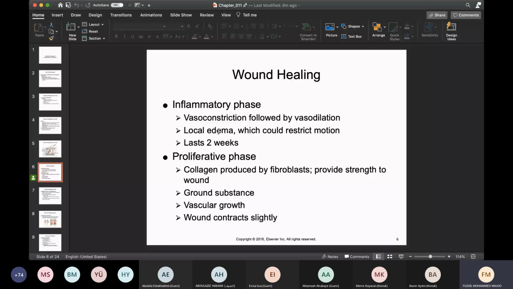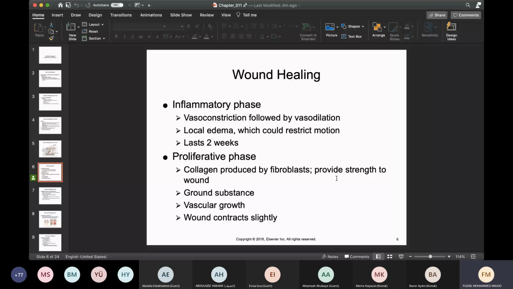The edema that results from the blood there, from the tissue damage, is one of the causes for pain as well as for the limited range of motion that could result. And usually within a couple of weeks, this is alleviated. The second phase: at this point the body is repairing itself, it's healing.